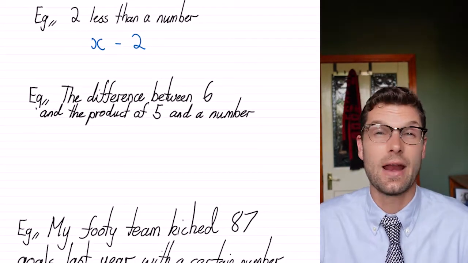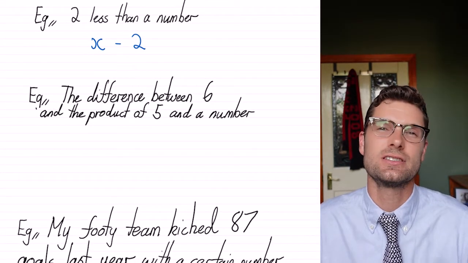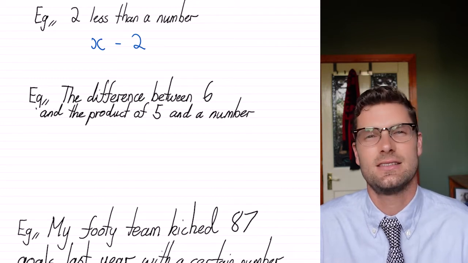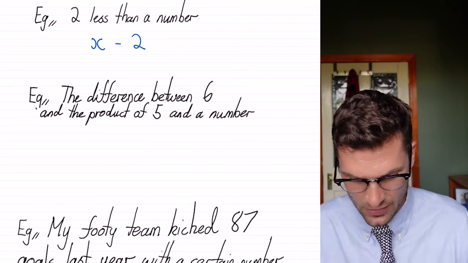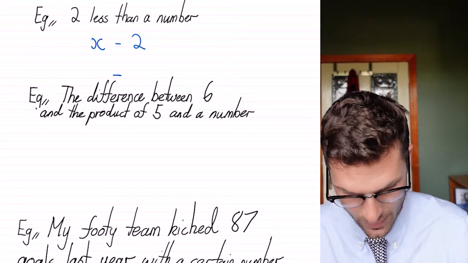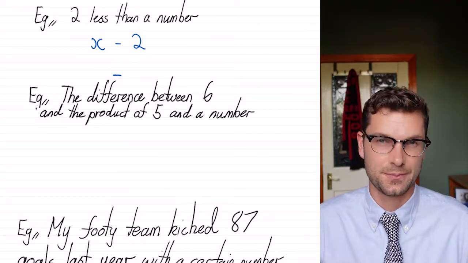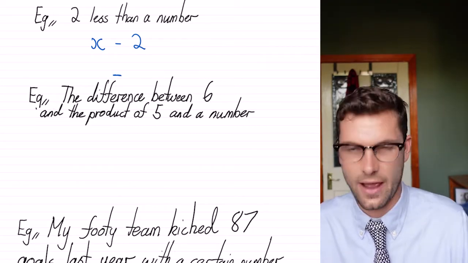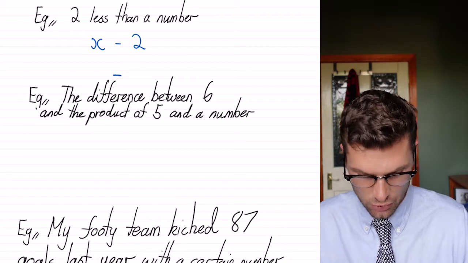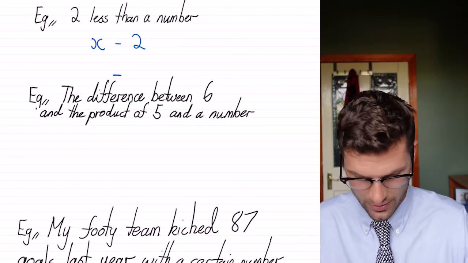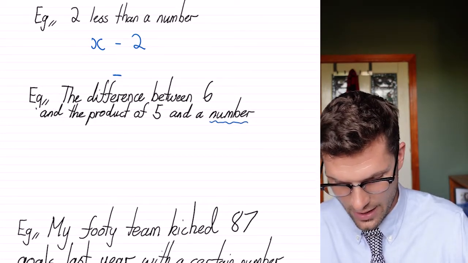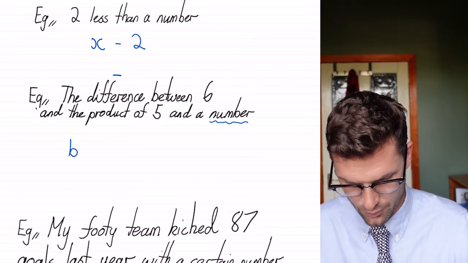They can get a little bit harder when we've got 2-step equations, but this same process is going to help us out a little bit. So "the difference", so we know we're talking about minus, "between 6 and the product of 5 and a number". Because we want to start with our pronumeral, we're going to put our number maybe as b.